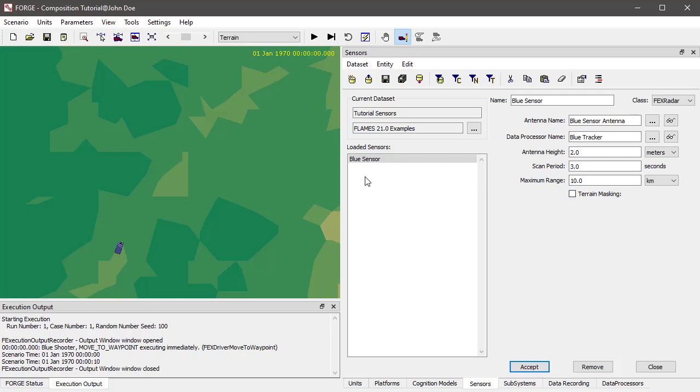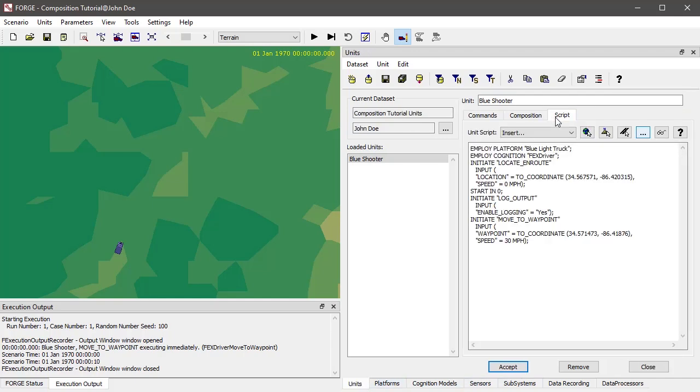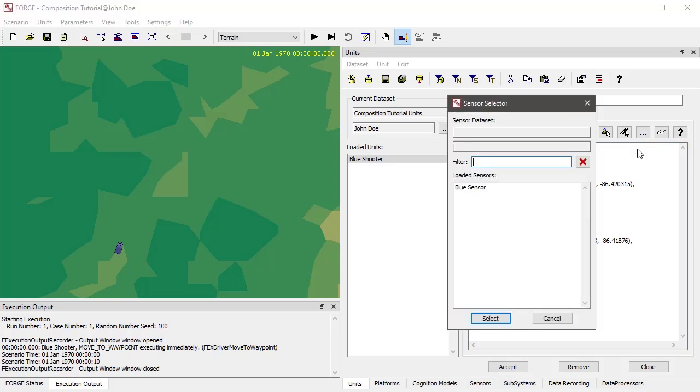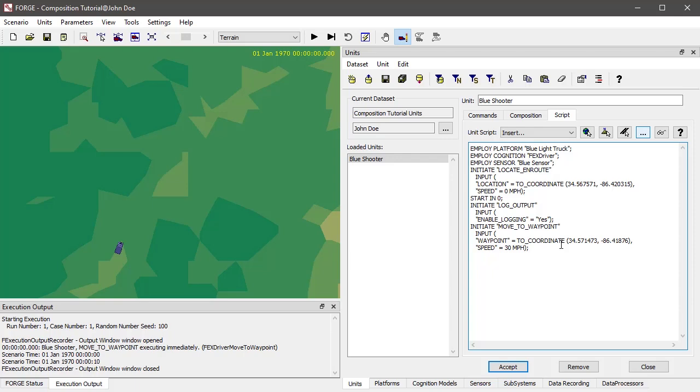So we're just going to go attach this sensor now, and we're going to do it the same way that we attached any other type of sensor. We'll go to our unit, we'll go to its script, and we will put another employ statement in. So you can kind of guess what I'm going to say right here, employ, and I'll say sensor, and then I'll pick a sensor meta object, and I only have one, and I'll put a semicolon there, and I hit accept.